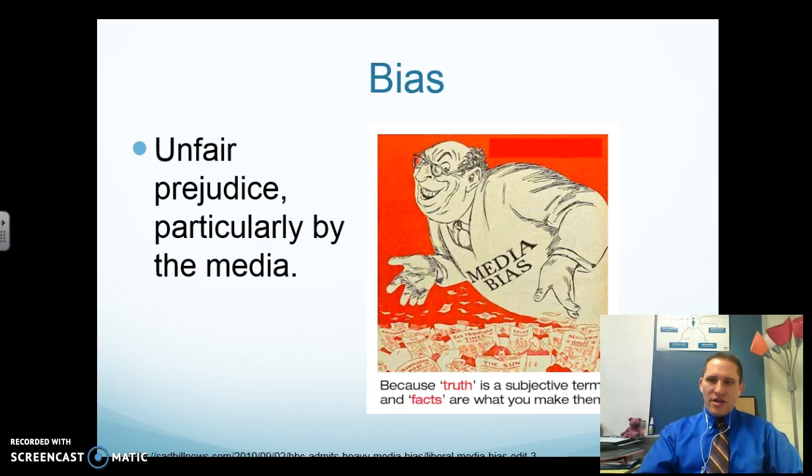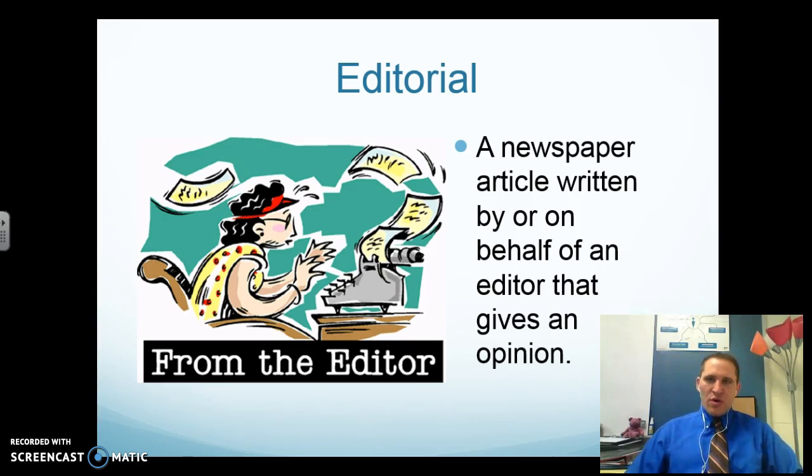All right, the first word going down the first page is bias. Bias is unfair prejudice, particularly by the media. It's where you give a one-sided opinion. You don't take the middle ground or share both sides. An example is, my dog is the best dog. I think my dog's the best dog, but that's showing bias because it's my dog. You might think your dog is better, and that would be showing bias there. It's an opinion, and it's not usually fair. It's usually one-sided.